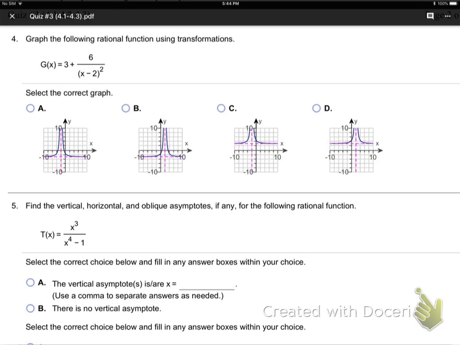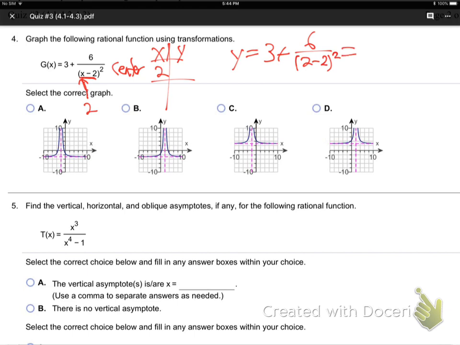Okay, graph problem number 4. Going to graph it. Again, they want us to find the graph, so I'm going to make a table. And remember how we do this. I'm going to plug in the center. How do you find the center? You plug in whatever will make the x zone 0. That would be 2. Plug that in. Y will equal 3 plus 6 over 2 minus 2 squared. That's 3 plus 6 over 0.